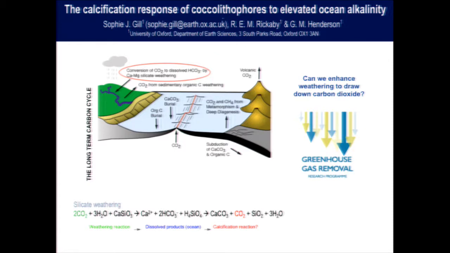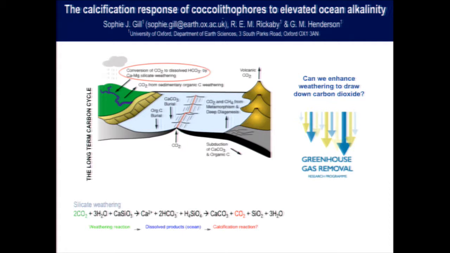For the geologists among you, you may be familiar with this. That process naturally draws down about 1 gigaton of carbon per year. So if we were able to accelerate that process and store the dissolved products in the ocean, we would increase alkalinity, and through shifts in the carbonate system, we would then draw down carbon dioxide.